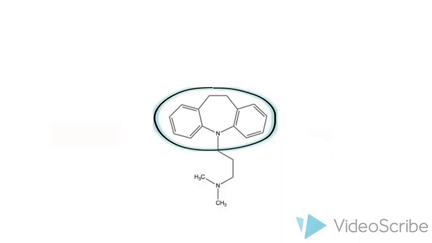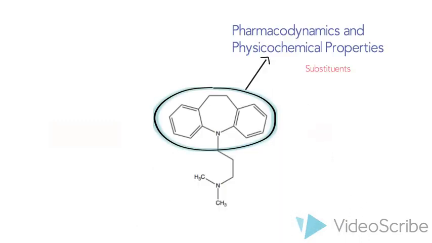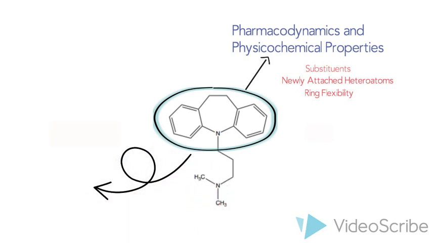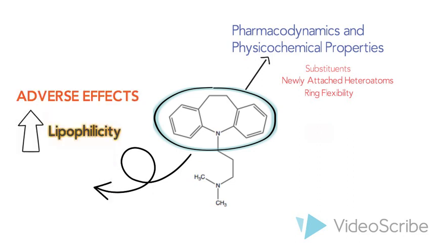So, for tricyclic antidepressants, the pharmacodynamics and physicochemical properties of these drugs are heavily influenced by their substituents, newly attached heteroatoms or ring flexibility. The ring structure in the tricyclic antidepressants is not associated with its affinity to any of the receptors. The tricyclic structure could, however, contribute to a range of adverse effects on the central nervous system due to the increase in lipophilicity of the drug. The ring system in TCAs has also shown little significance in inhibiting norepinephrine and serotonin transporters.